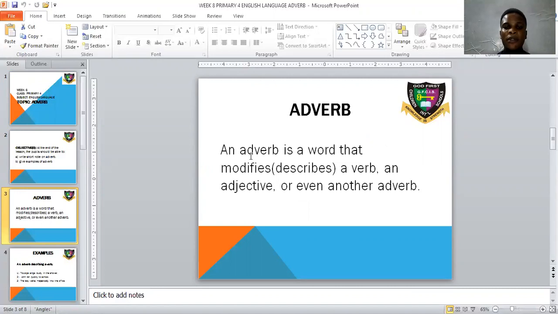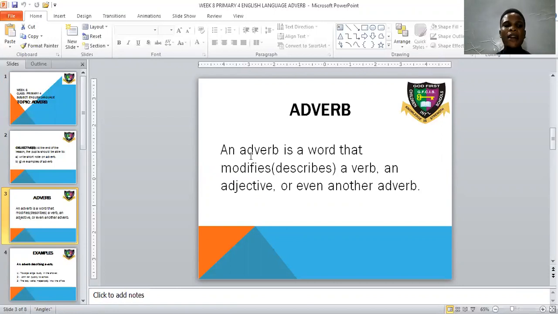The subject matter, as you have seen in your screen, is what is adverb. Now, what is adverb? An adverb is a word that modifies, that is, describes a verb, an adjective, or even another adverb. It gives more meaning to a verb. It modifies or qualifies an adjective, and it modifies even another adverb.